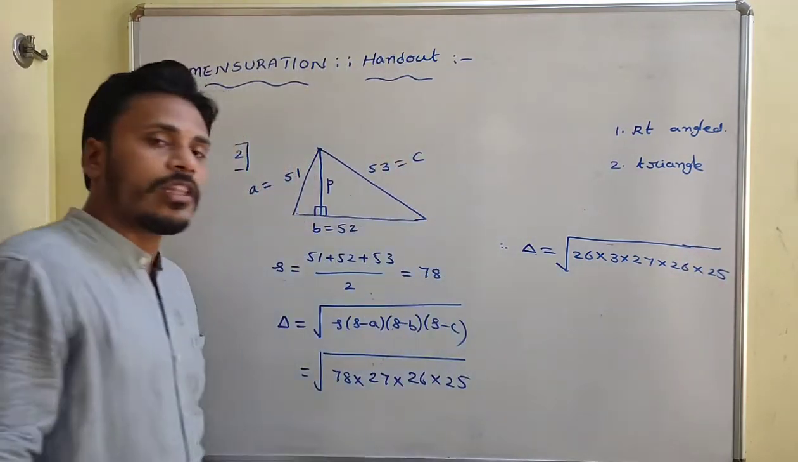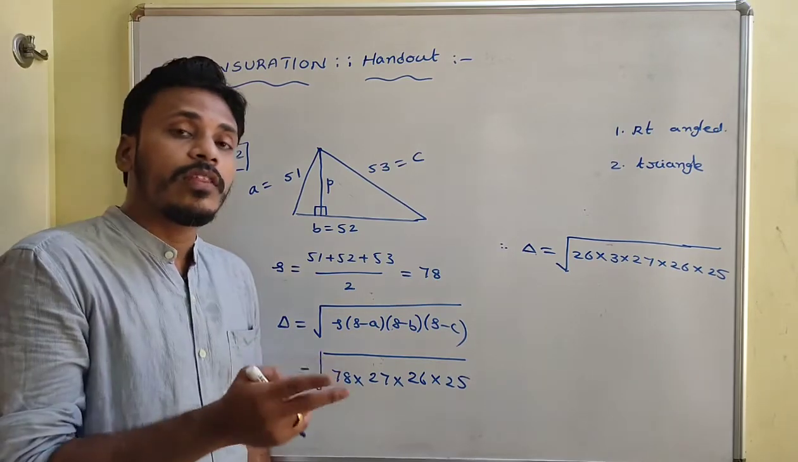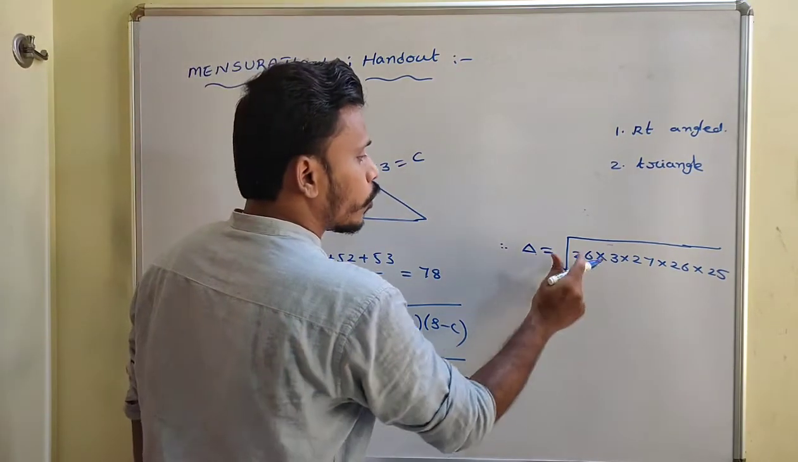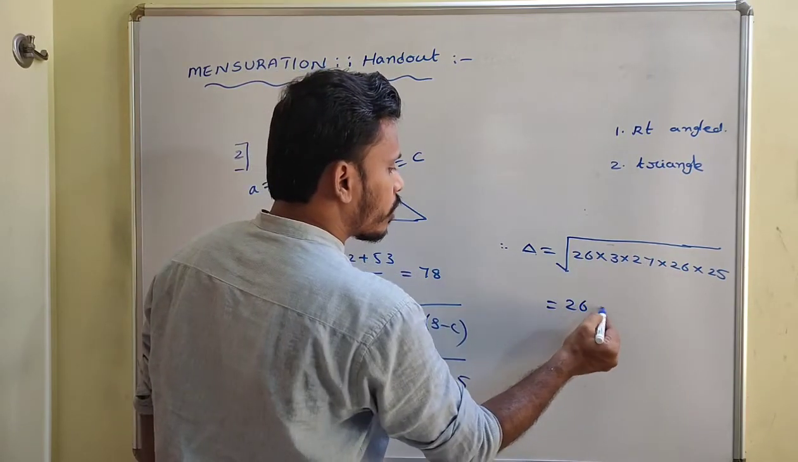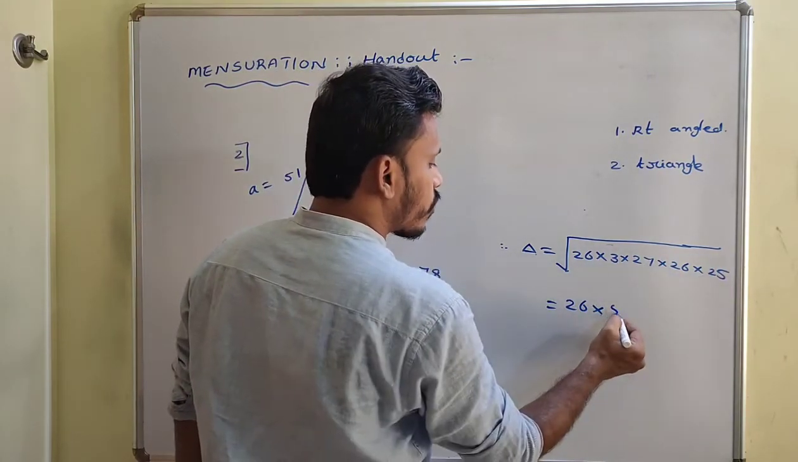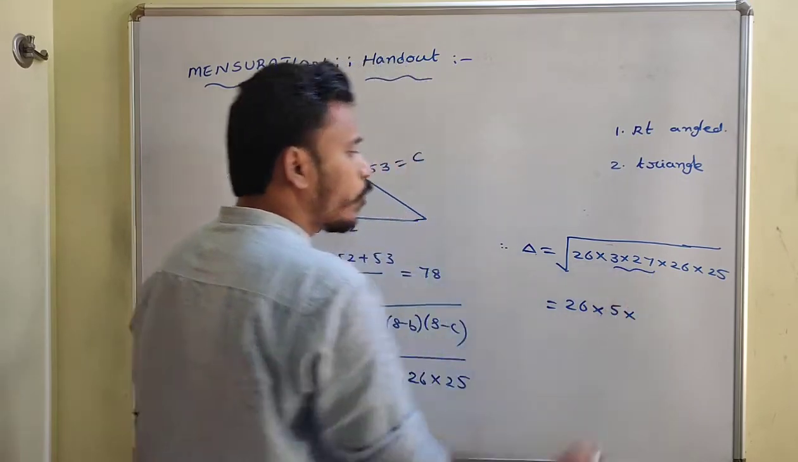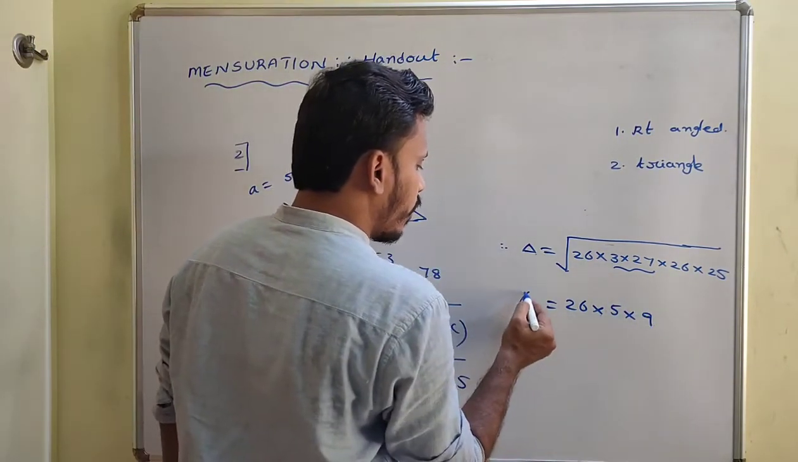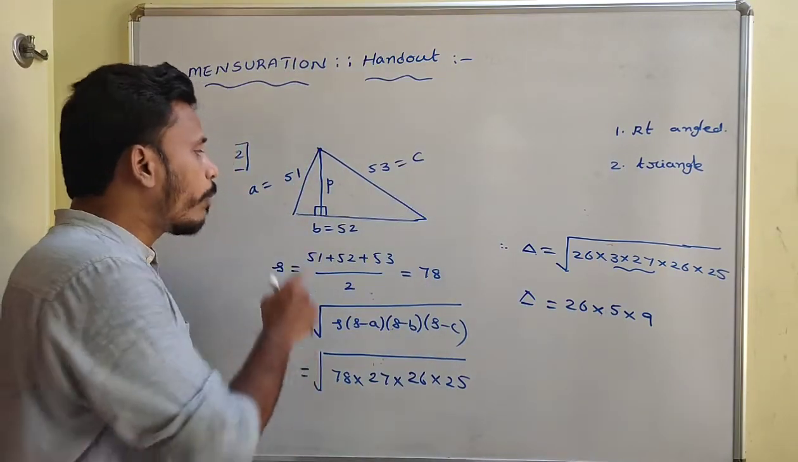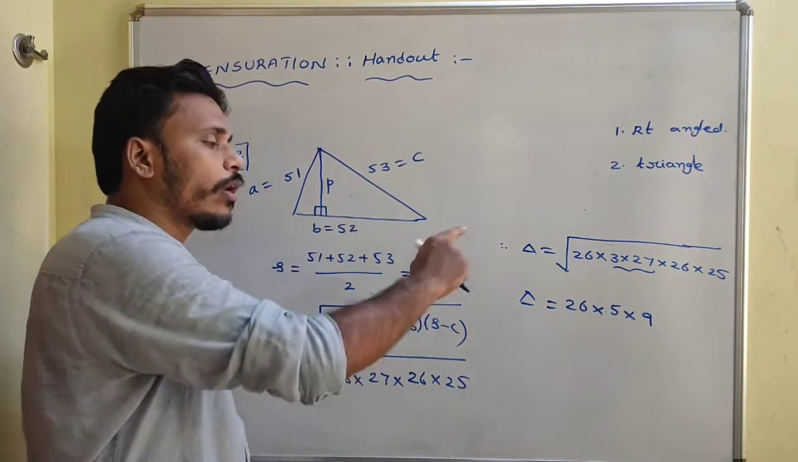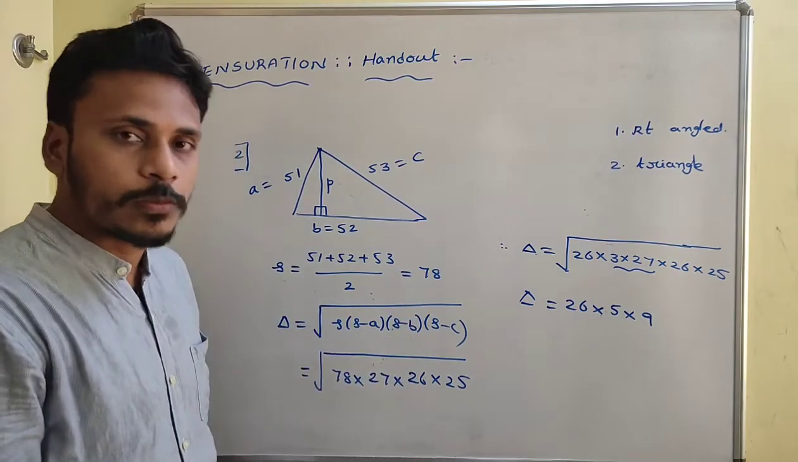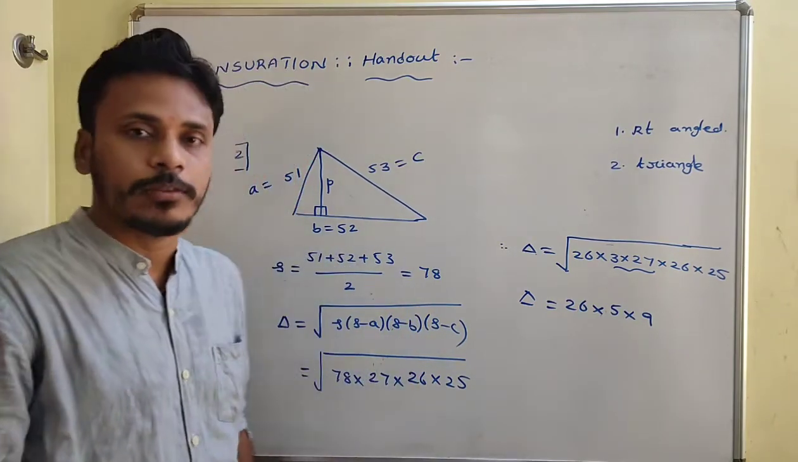Since we are familiar with the concept of square root, if anything is there two times in the square root, we write one time outside. So 26 is there two times, write 26 outside. 25 is there, its square root is 5. And then 3 into 27 is 81, its square root is 9. This is the area. So by using the three sides, we calculated the area by Heron's formula, root of S into S minus A into S minus B into S minus C.